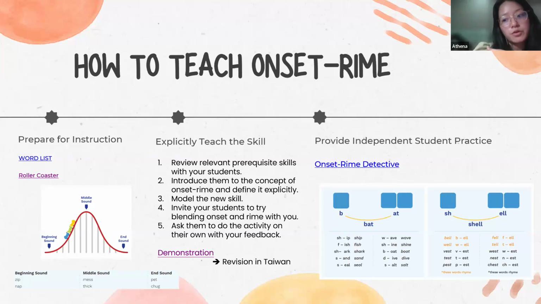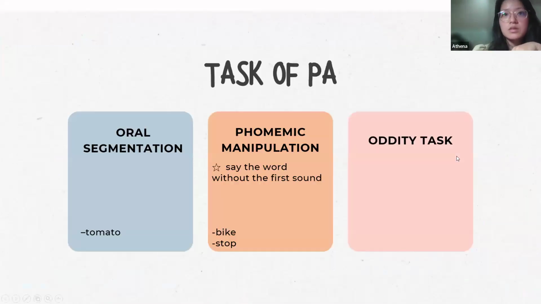So this is the first step I have to mention, that if they are able to do it, then we will have other practice after it. So this is the onset and rhyme. There are other tasks of phonological awareness besides onset, rhyme, and blending, but we don't have that much time to talk about all of them. And there are three examples.